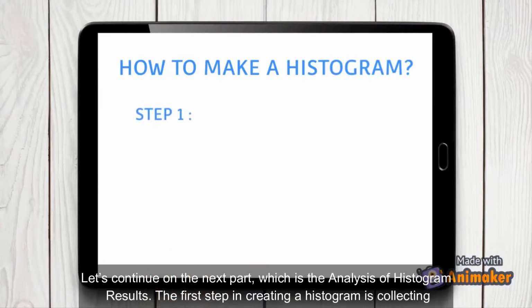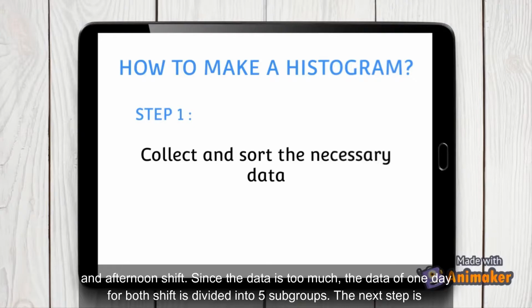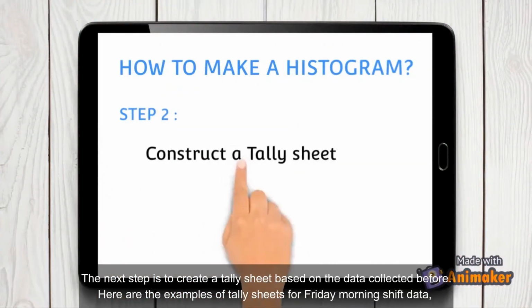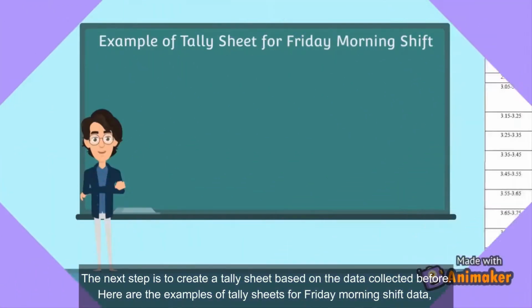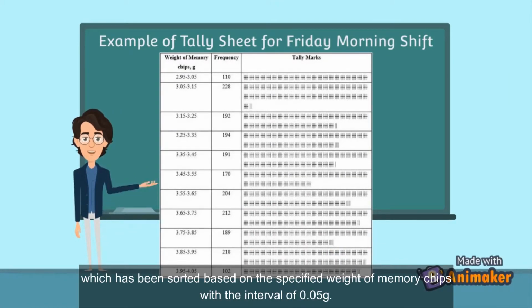The first step in creating a histogram is collecting and sorting all of the necessary data, which in our case is the weight of memory chips produced from Monday to Friday for both morning and afternoon shift. Since the data is too much, the data of one day for both shifts is divided into 5 subgroups. The next step is to create a tally sheet based on the data collected before. Here are the examples of tally sheets for Friday morning shift data, which has been sorted based on the specified weight of memory chips with the interval of 0.05 grams.